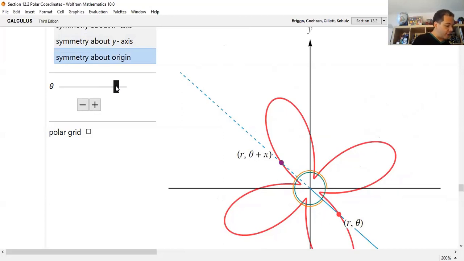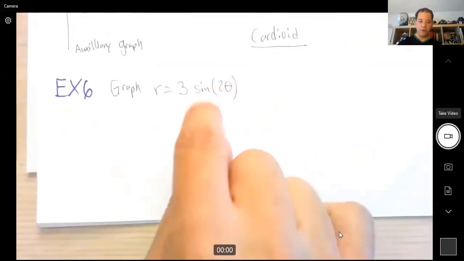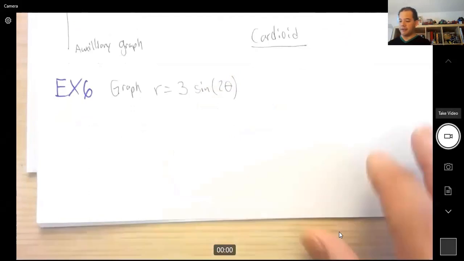So let's try another example in which we graph something, and this time this will be example 6. Example 6 is about graphing r equals 3 sine 2 theta. Let me switch to the screen. All right, so we're gonna do this one. Graph r equals 3 sine 2 theta.